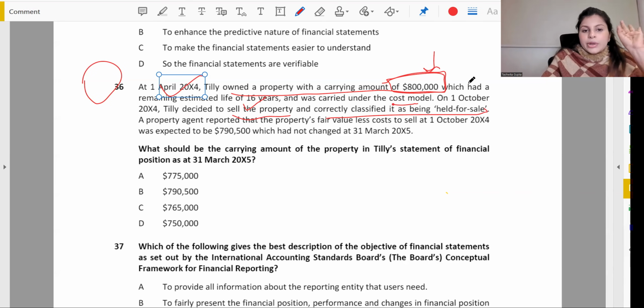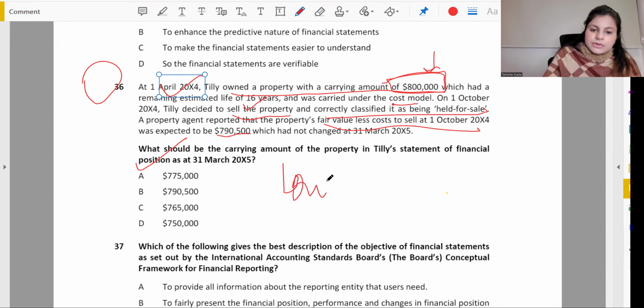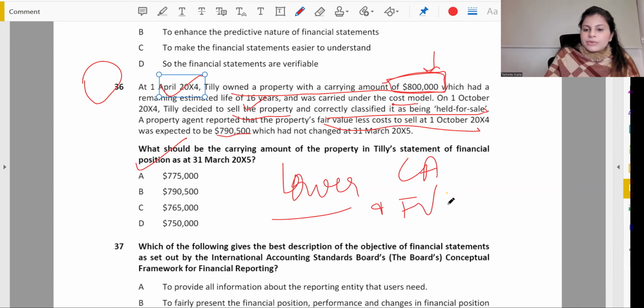The property agent reported the property's fair value less cost to sell. So what should be my carrying amount at 31st March? This one relates to IFRS 5. What does IFRS 5 tell you? That whenever any property is held for sale, you are supposed to report it at the lower of two amounts: the lower of carrying amount and fair value less cost to sell.